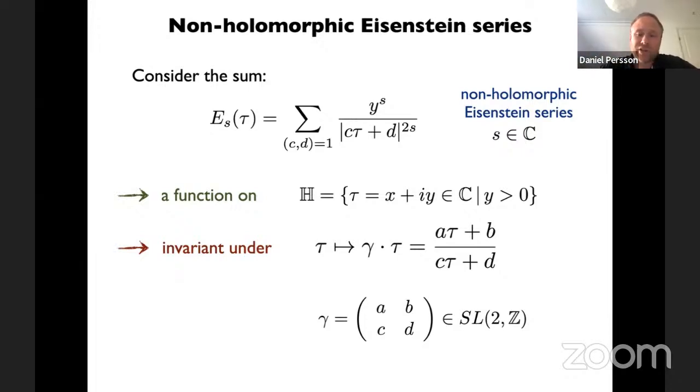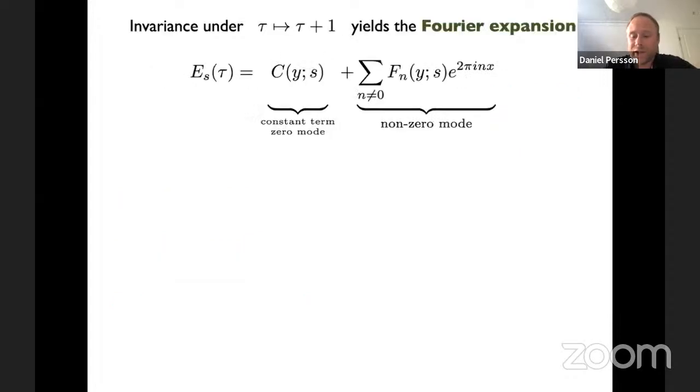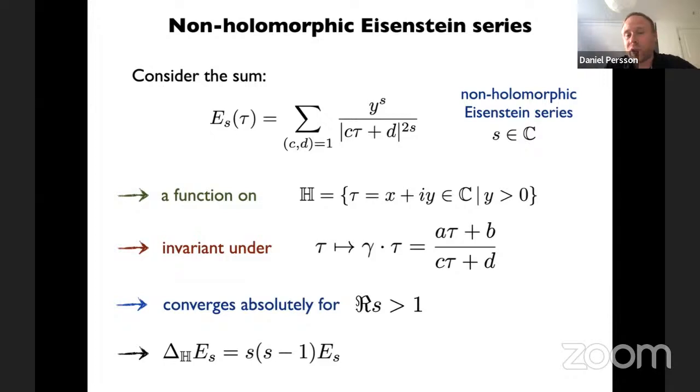It's a function on the upper half plane. It's invariant under Möbius transformations. It converges absolutely for a real part of S sufficiently large. It's an eigenfunction of the Laplacian with this particular eigenvalue. Actually, you can go ahead and prove that it has an analytic continuation to the full complex plane.